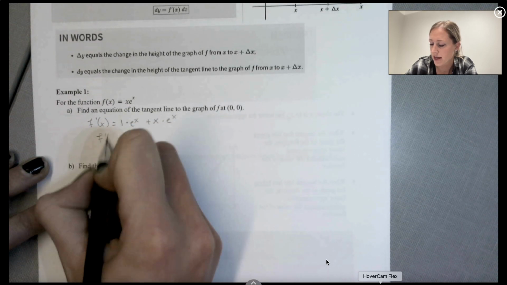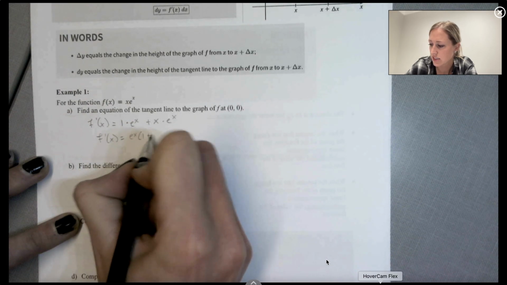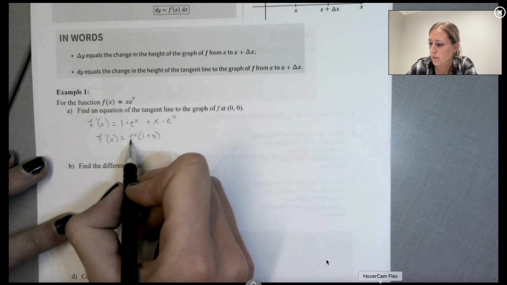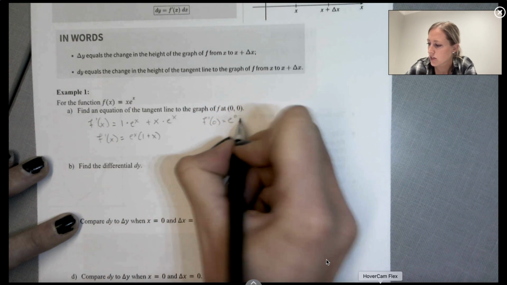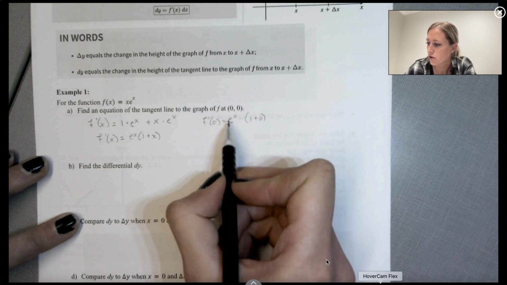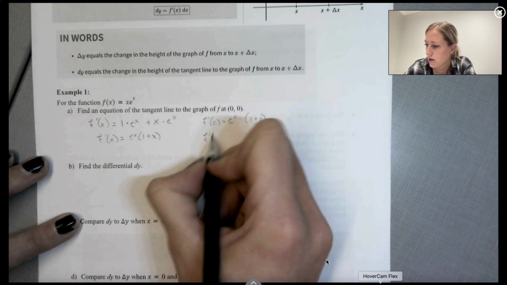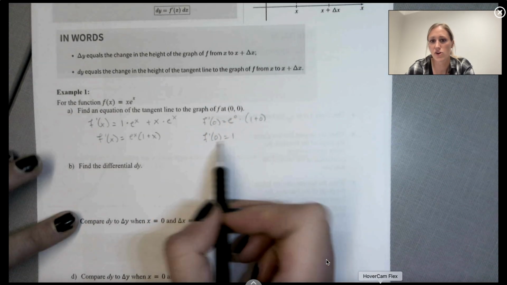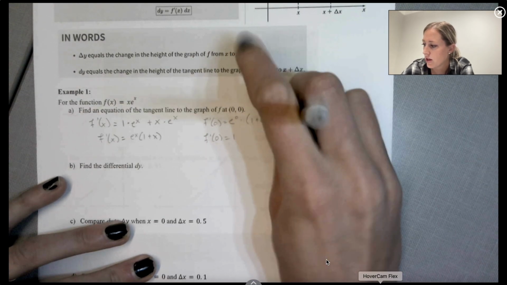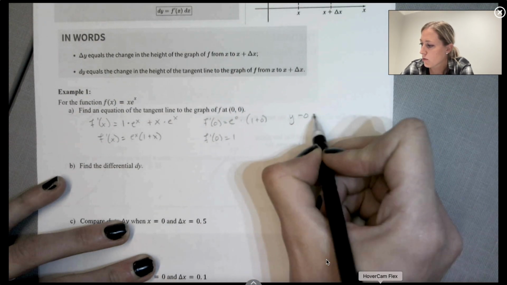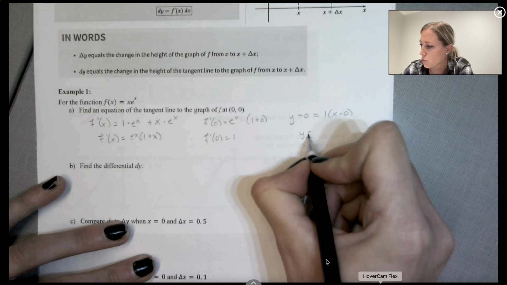So f prime of x is equal to, I could factor out the e to the x, e to the x times (1 plus x). Then at (0, 0), if I plug in 0 for x, we get e to the 0 times 1 plus 0. So 1 times 1 is 1. So our slope of the tangent line at 0 is 1. The equation of the line is y minus our y coordinate equals our slope times x minus the x coordinate. That simplifies down to just y equals x.